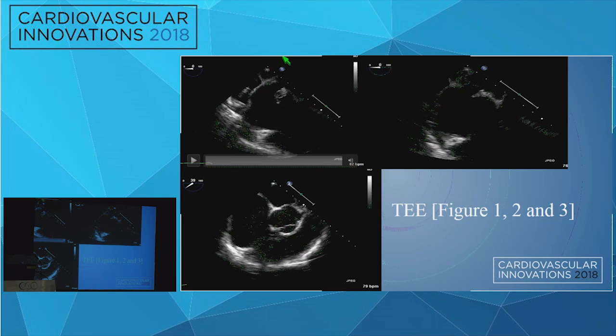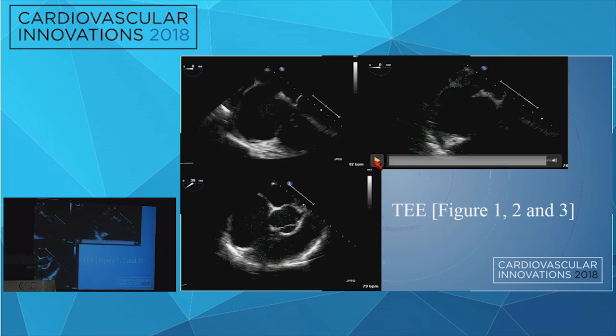I do have videos of each TEE in sequence. So this is the first one. You can see this vegetation moving back and forth in the right atrium, and this is the atrial septal vegetation as well. And that's the second one.